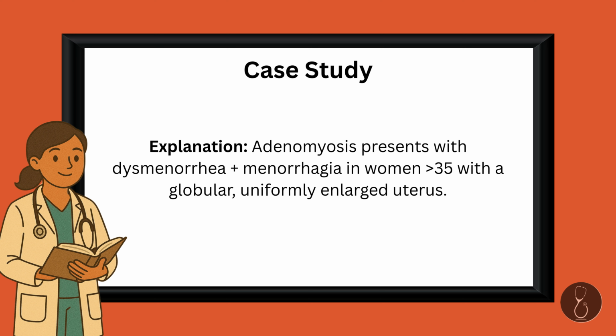Explanation: adenomyosis presents with dysmenorrhea plus menorrhagia in women greater than 35 with a globular, uniformly enlarged uterus.